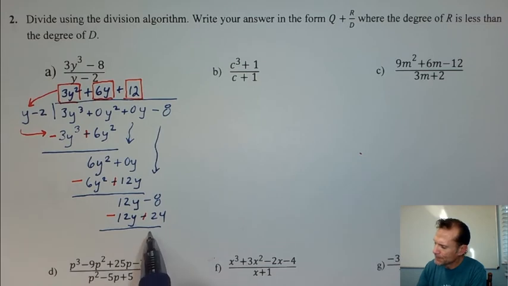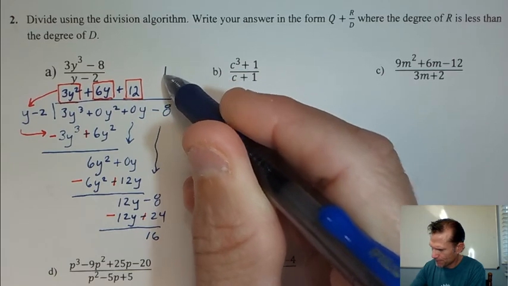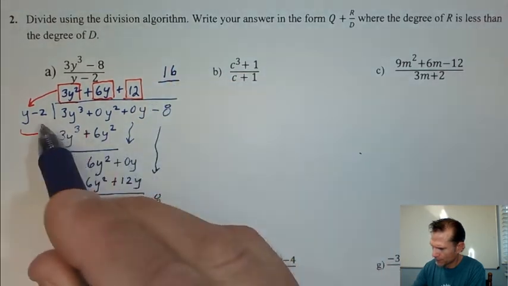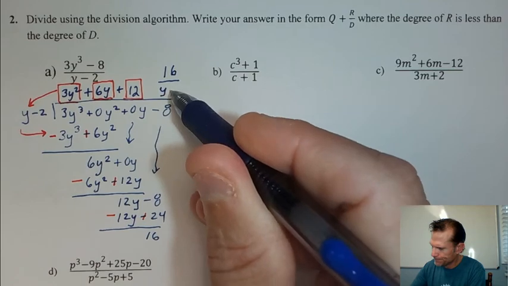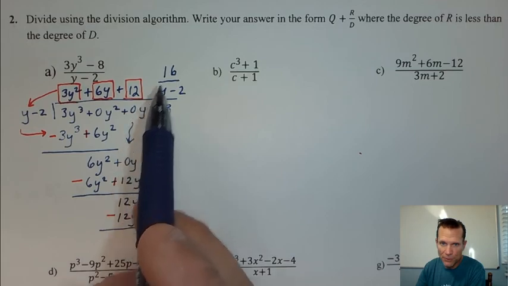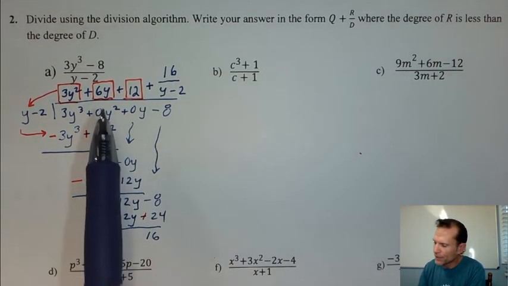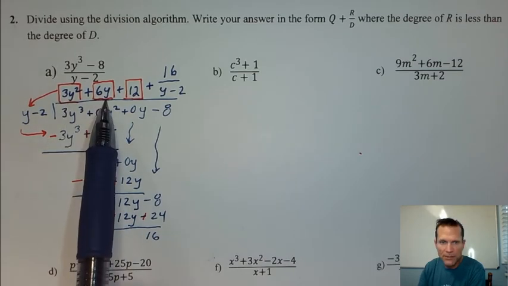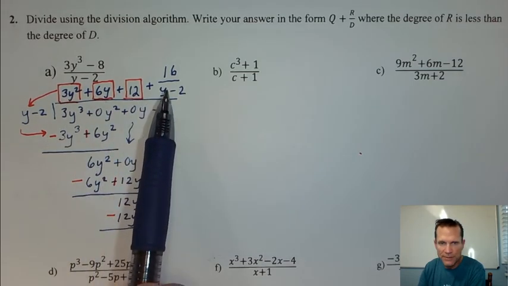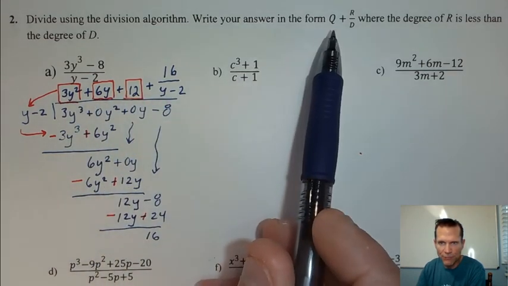Okay, that's my remainder. What I have to do with my remainder, how I finish writing this answer, is I take my remainder and bring it way up top here, and I put it over what I was dividing by. But we need some sign in this polynomial. This is a positive 16, so I'll put a plus sign here. So this string right here, 3y squared plus 6y plus 12 plus 16 over y minus 2, this is my answer. It's of this form.